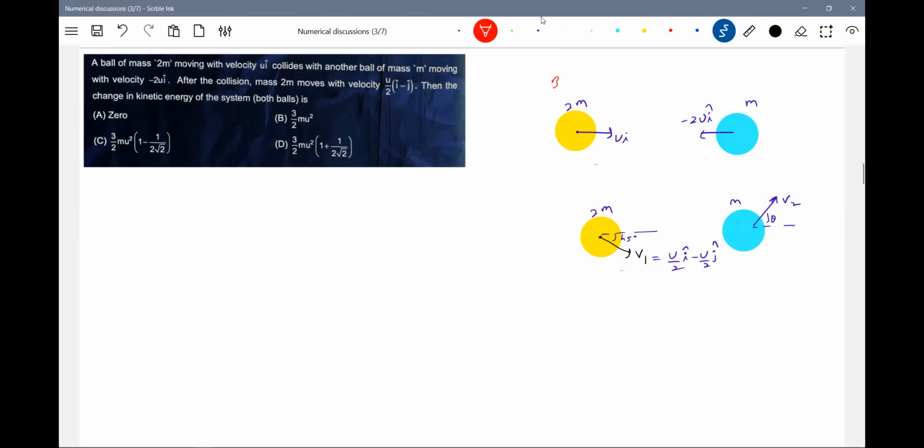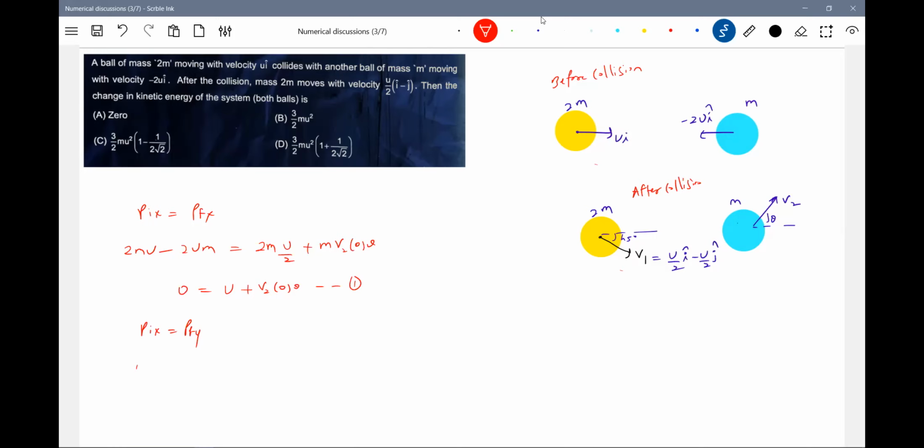You have plenty of questions where, during collisions, you need not bother how their positions are. Apply conservation of linear momentum along the x-axis. So this will be 2mu minus 2um, which should be equal to 2m u by 2 plus mv2 cos theta. This should be equal to 0. This m will get cancelled. So this will be u plus v2 cos theta. This is equation 1. Keep it here. Then along the y-axis.